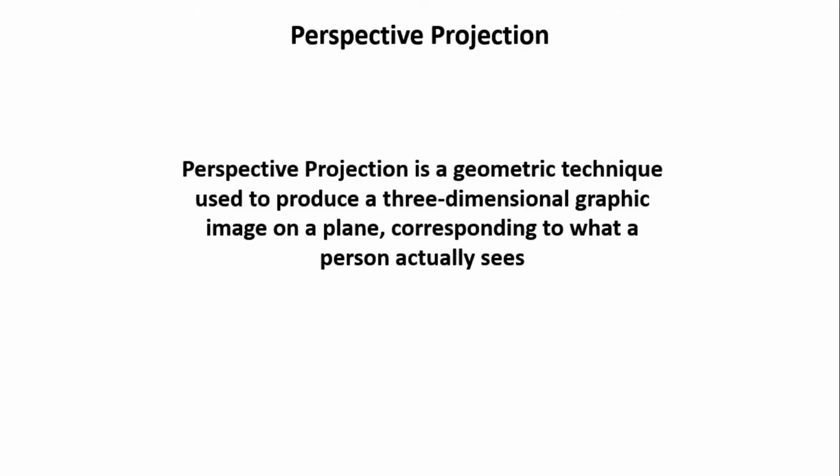So let's see what a perspective projection is. If you need a definition, it is a geometric technique used to produce a three-dimensional graphic image on a plane corresponding to what a person actually sees. So in this case, what we are drawing is what you, as a human being, actually see of a particular object, a larger object, how you actually see it. That's what we are drawing in perspective projection.